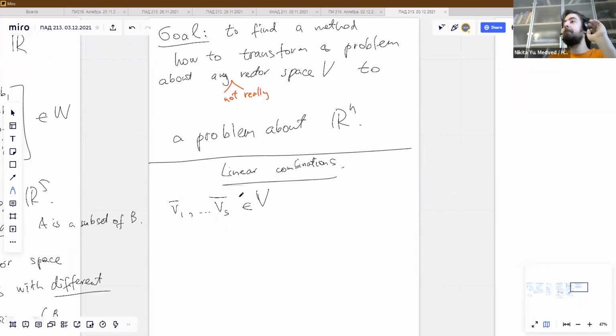In books, people sometimes write bold letters instead of this bar. They use a bold letter. Okay?